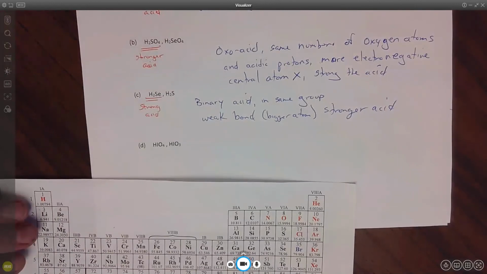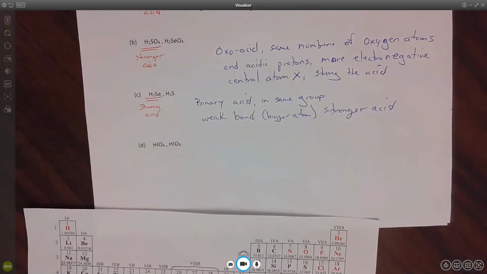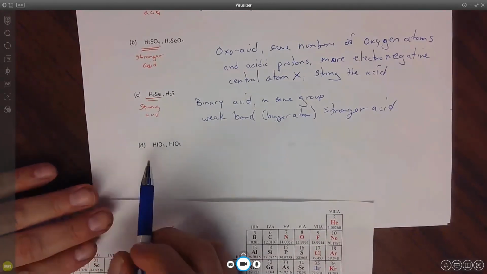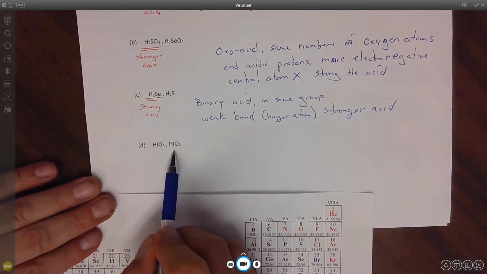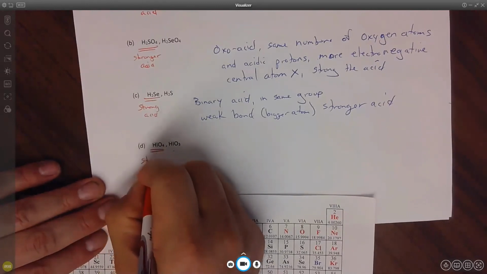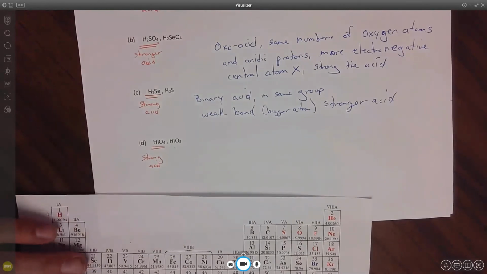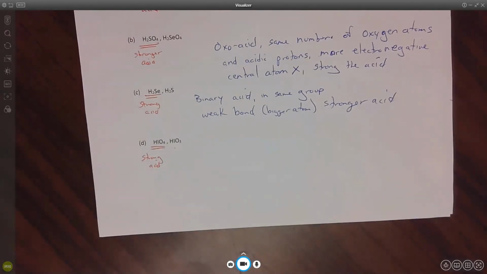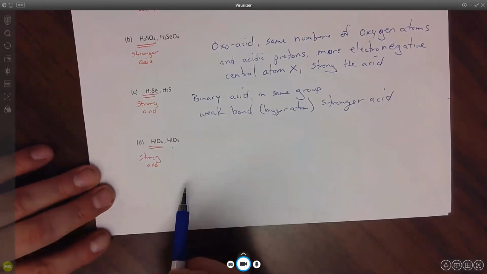Jada, which one of these is going to be the stronger acid? The HIO4. So the periodic acid is stronger than the iodic acid. Absolutely. Why? I was going based off the O4 because there's more of it. So there's going to be more of the electrons.